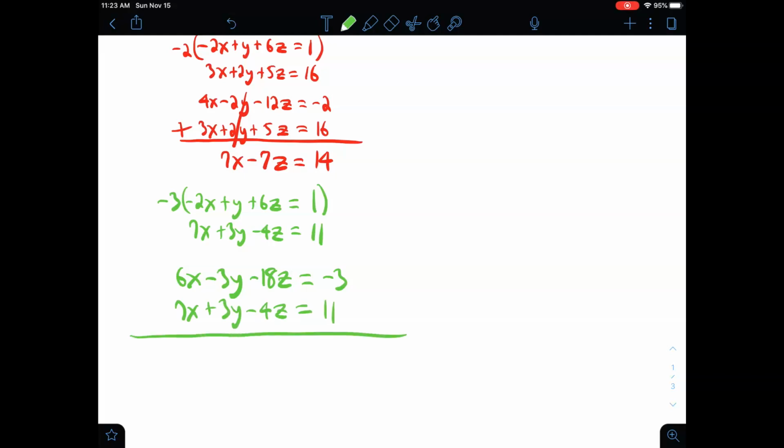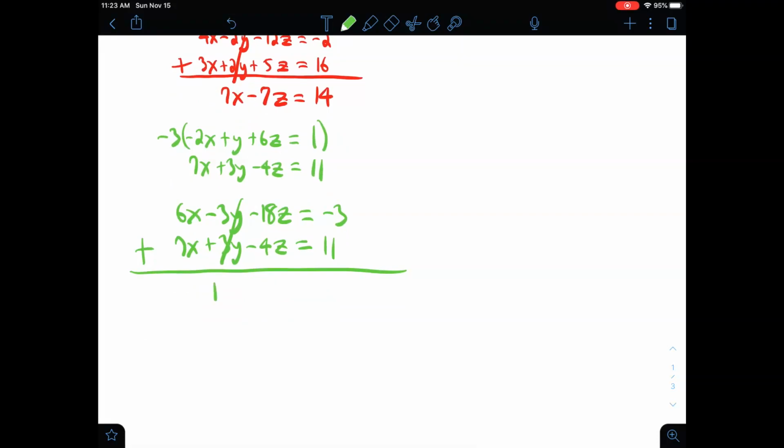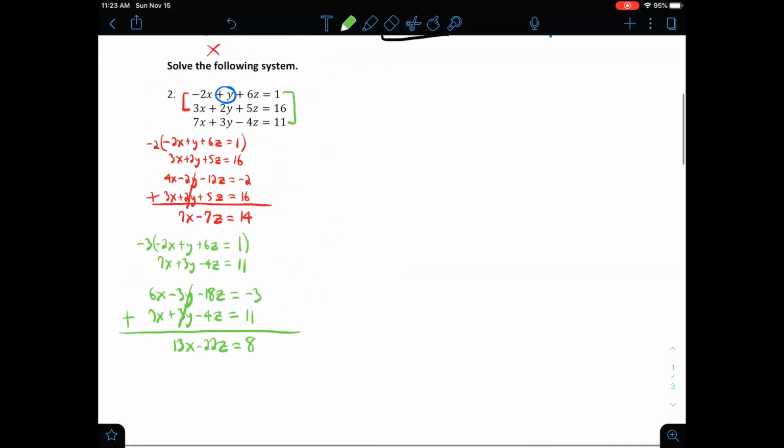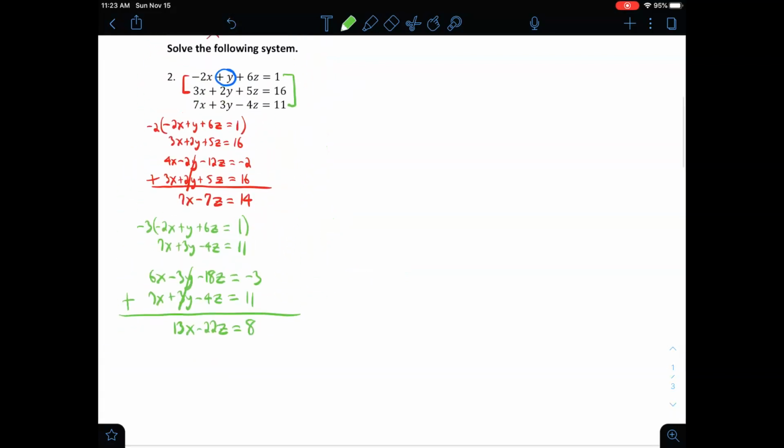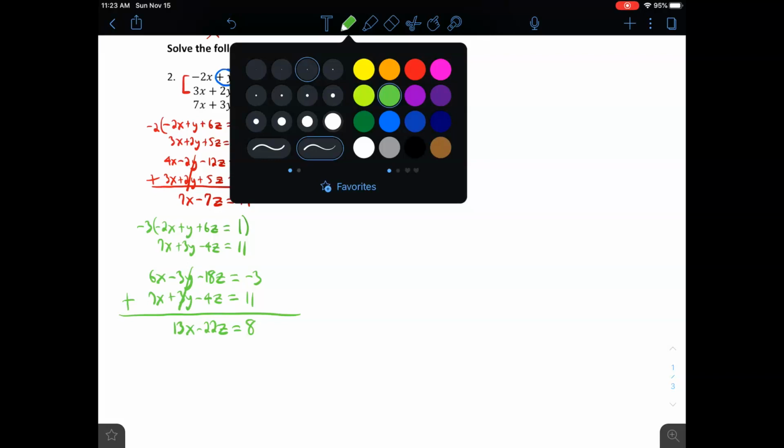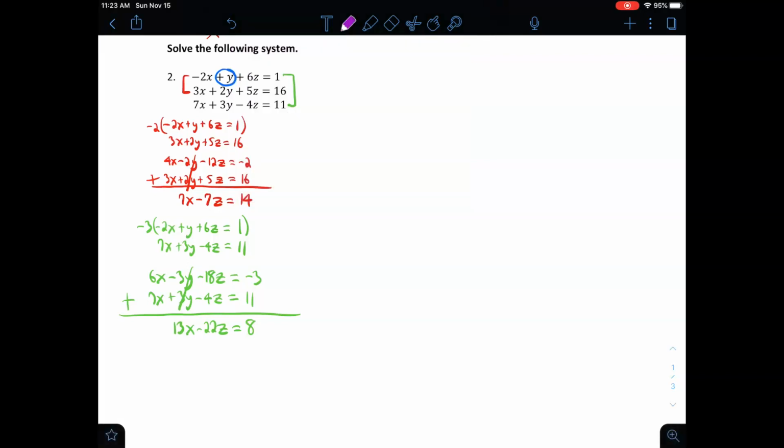Now all we got to do is add straight down because the y's are going to cancel. So 6x plus 7x is 13x. Negative 18z plus negative 4z is negative 22z. And then negative 3 plus 11 is 8. Okay, so we eliminated the y's. Now we need to eliminate one more variable. So what we're going to do is take these new equations and eliminate one more variable. We're going to do elimination again.